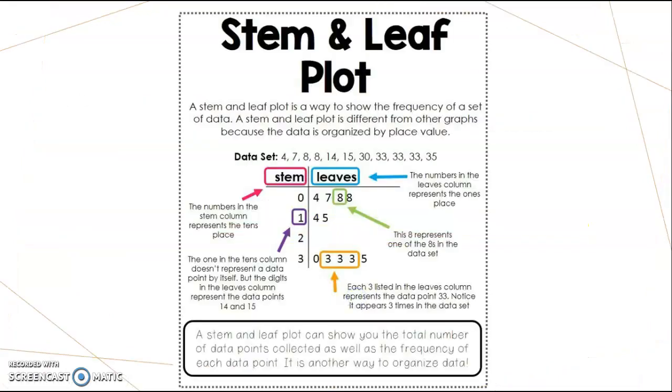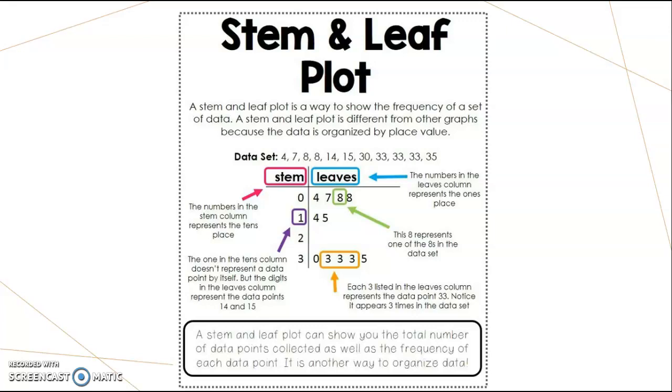So we know that a stem and leaf plot is a way to show frequency of a set of data. A stem and leaf plot is different from other graphs because the data is organized by place value. We know that in the stem side, which is our left side, that column represents our 10s place, and our right side, which is our leaves column, that column represents our 1s place.